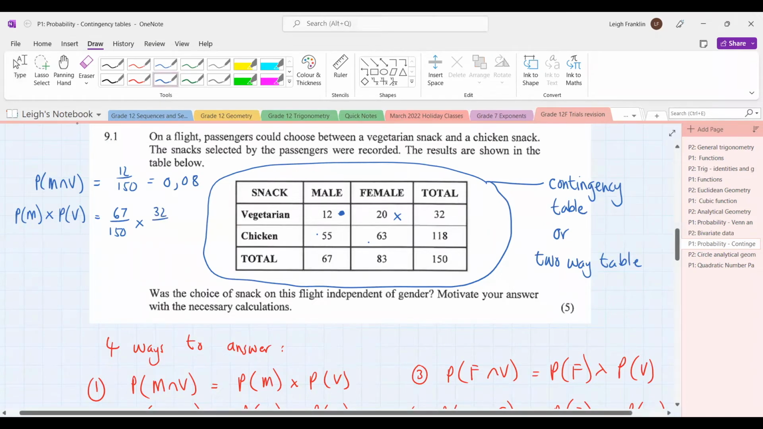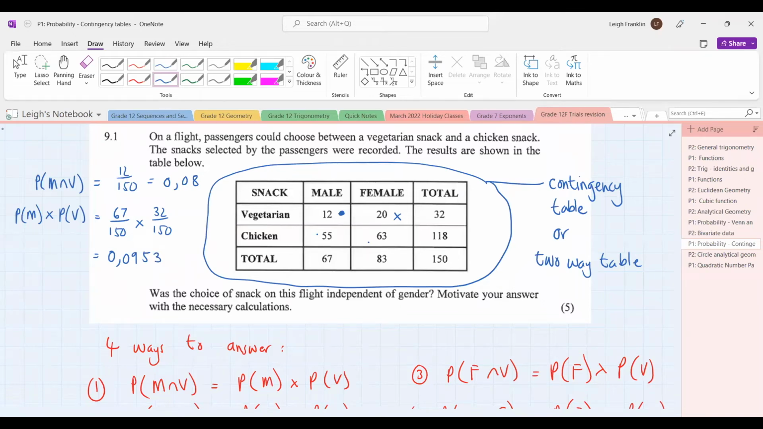And again, we need to work out what the answer to this is. So we're going to say 67 out of 150 multiplied by 32 out of 150. And that's going to give us, again, can you see the left and the right are not equal to one another? So 0.095. I'm just going to round it off to 3 over here.